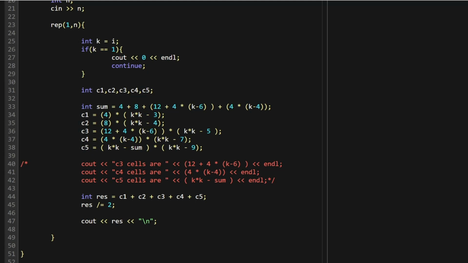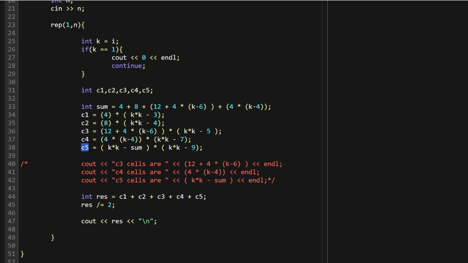And now let's look at the last category, okay? The last category is all of the squares that we have in our chessboard. So k by k, minus sum. This sum, as I said, is the total of all of these categories here. I just summed up these four amounts: 4 plus 8 plus 12 plus 4 times (k minus 6) plus 4 times (k minus 4). This is exactly the value here. So I remove all of the previous categories. These are the positions left for c5.